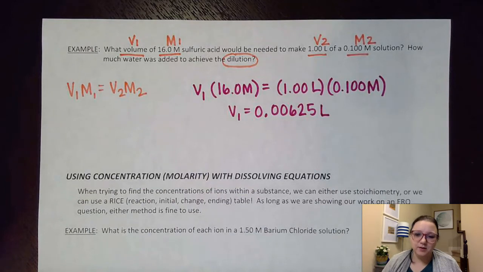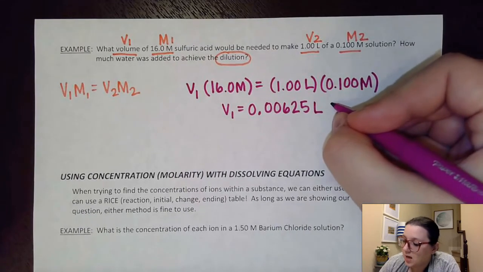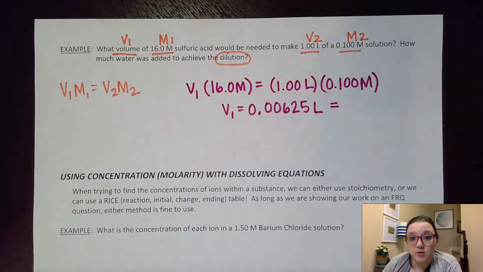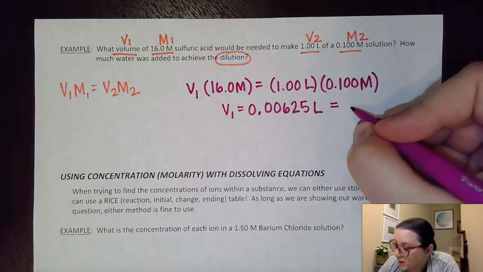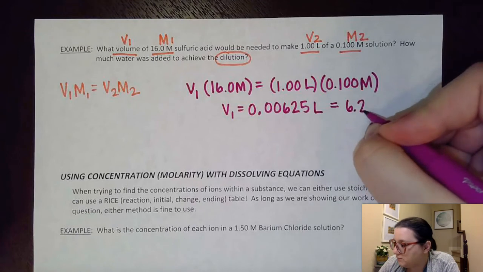Now, let's be real here. That's not the most helpful unit to use when I'm trying to measure things out. Most of the graduated cylinders and burettes that I might use to measure this out would be in milliliters. So I'm actually going to convert this. I'm going to move my decimal over 3 places to get into milli. And so that would give me a value of 6.25 milliliters.